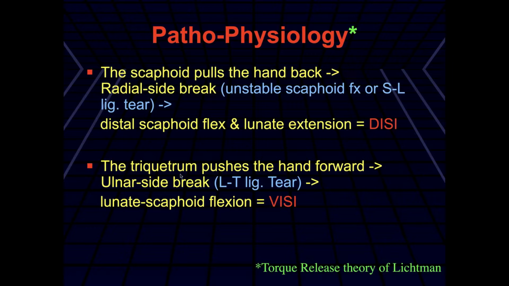The triquetrum pushes the hand forward, so it counteracts the forces of the hand from the scaphoid, so the two balance each other. But if you have a lunotriquetral ligament tear, which are pretty uncommon, then you get flexion of the lunate, and that leads to a VC type pattern.